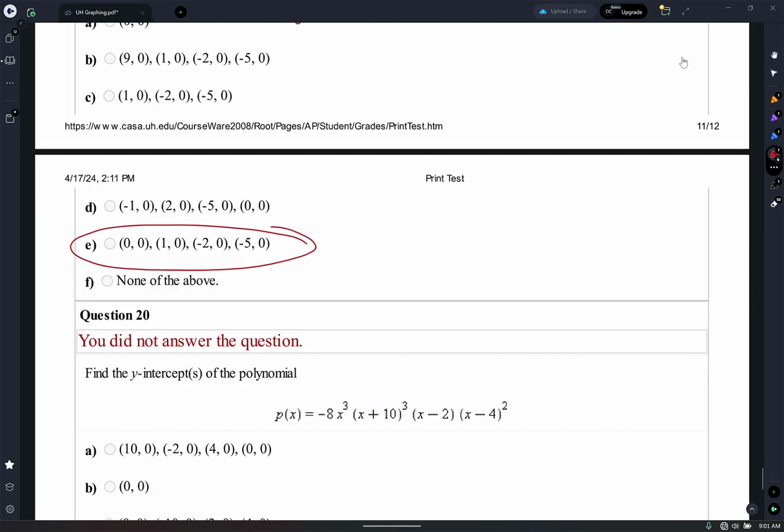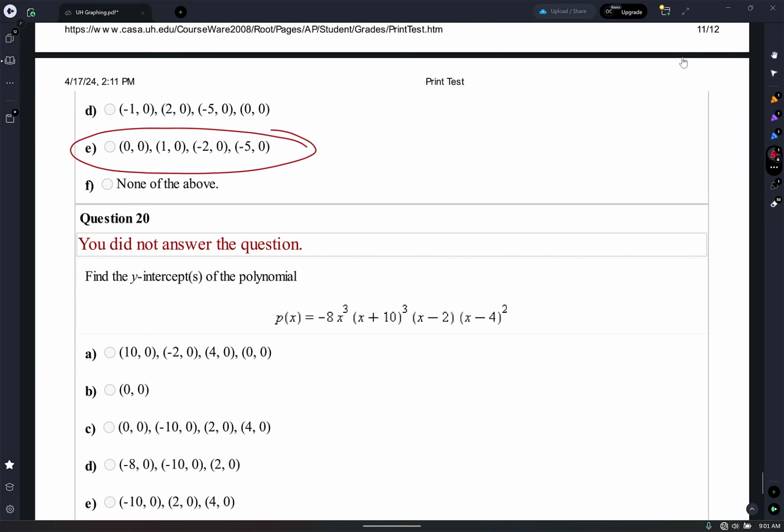All right, and then last one, find the y-intercept. That's the easy one. The only time you cross the y-axis is when what is 0? The x. There's an x here in the very front. Anything times 0 is 0. Negative 8 times 0 times all those numbers is still going to be 0. What do you guys think?